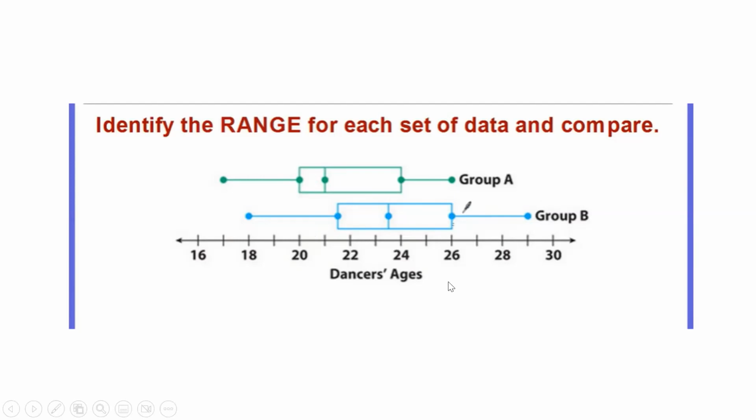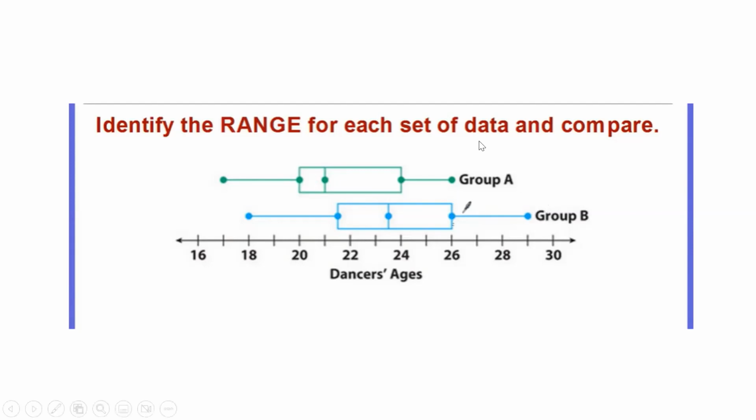So now, if I asked you to write a report on this, let's say these are the dancers' ages, how will you put it in writing? First sentence based on range. Group A has a range of 9. Okay, it has a lower range compared to group B. Or group B has a higher range compared to group A. So what else can you write in the report?